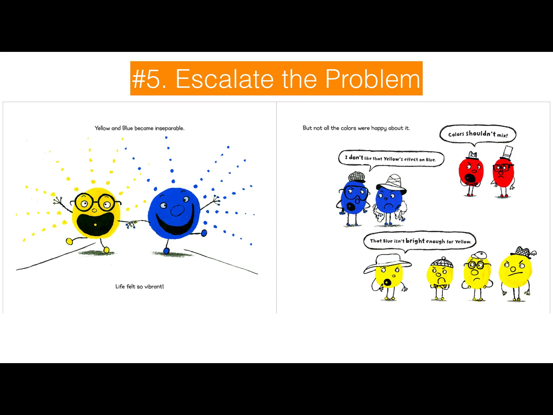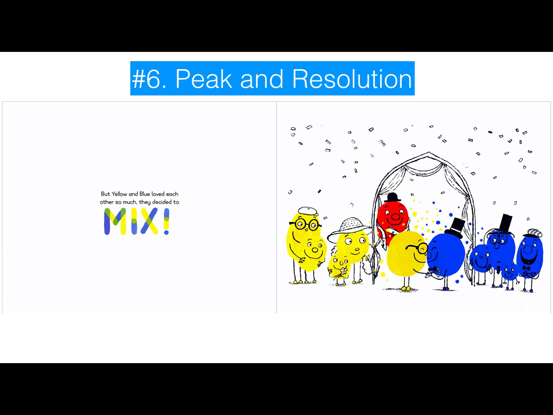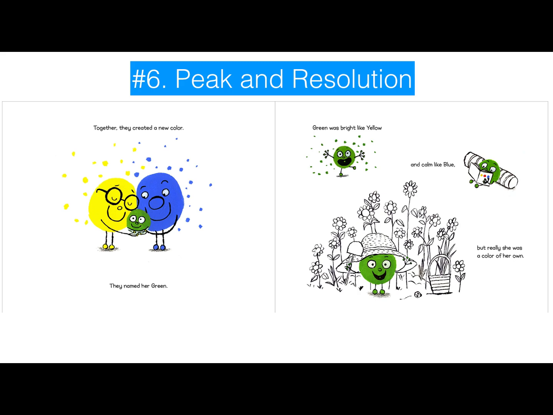But not all the colors are happy about it. Colors shouldn't mix. I don't like that yellow's effect on blue. That blue isn't bright enough for yellow. And then we have the peak and the resolution. But yellow and blue love each other so much they decide to mix. So this is the peak of the story. And here's the resolution, which is they create a new color, green. And green was bright like yellow and calm like blue, but really she was a color all of her own.